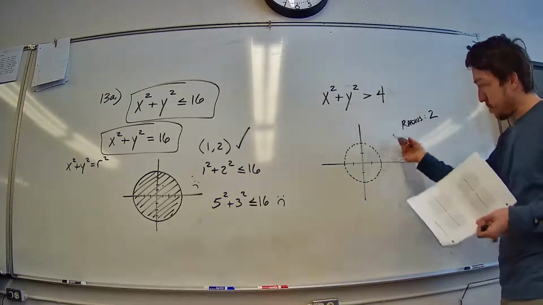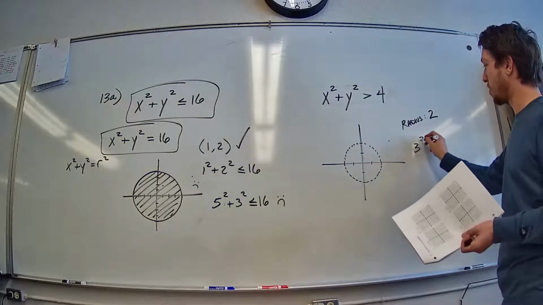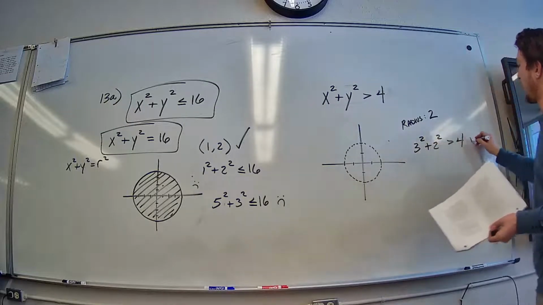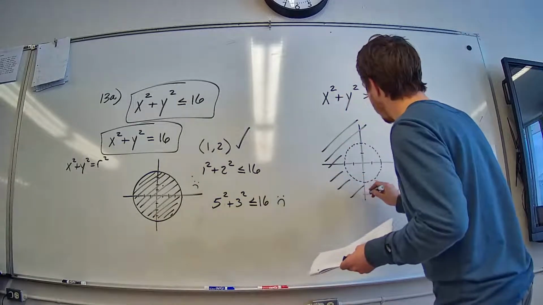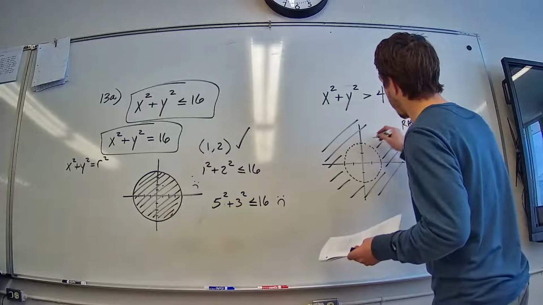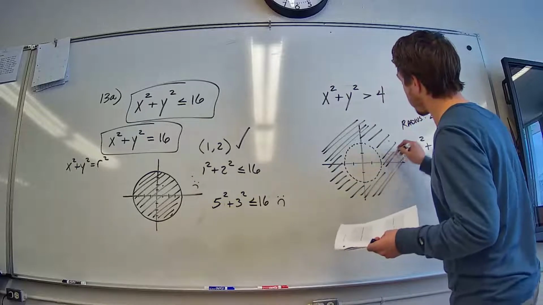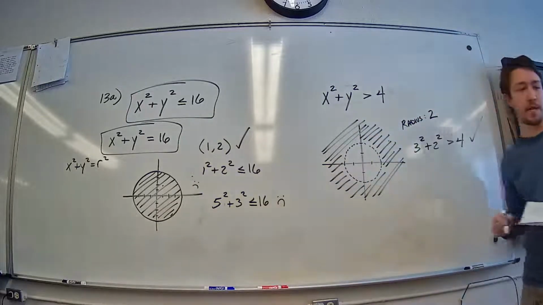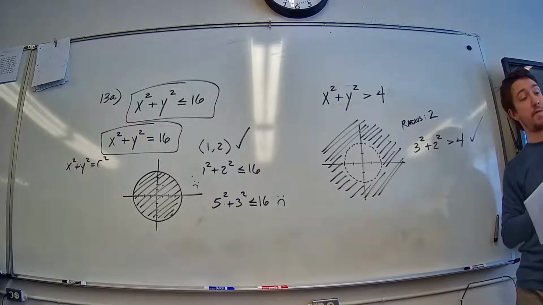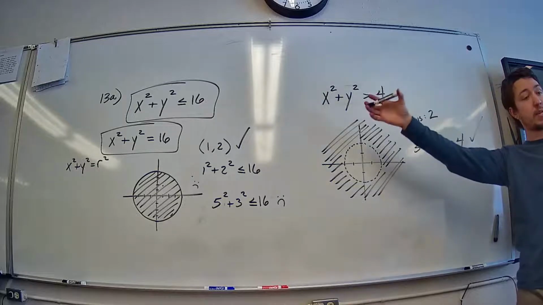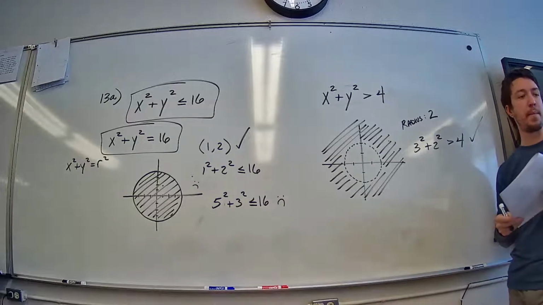Okay, again, pick a point in one of the zones. So I don't know, the point 3, 2, why not? 3, 2. Is 3 squared plus 2 squared greater than 4? Yes, it is. So we're actually then talking about this region outside the circle. It refers to the entire Cartesian plane, except for a disk. So they'll refer to that sometimes as the complement of a disk.